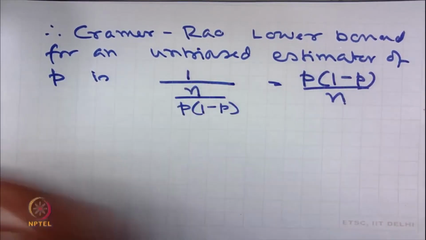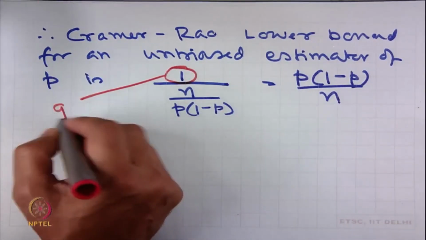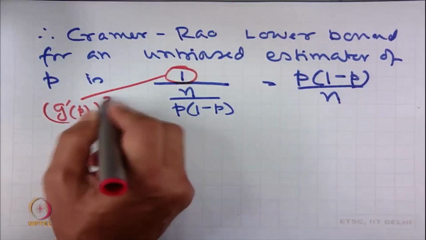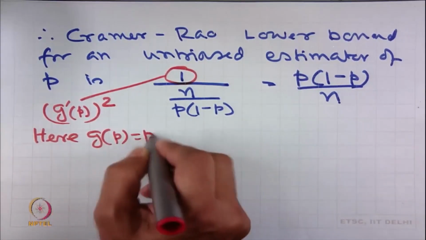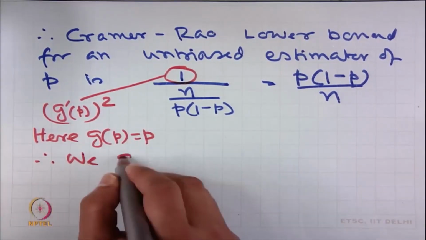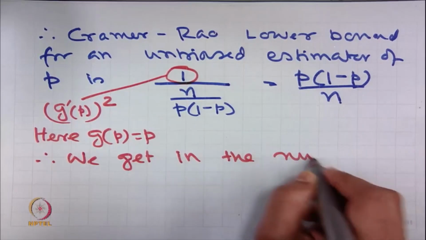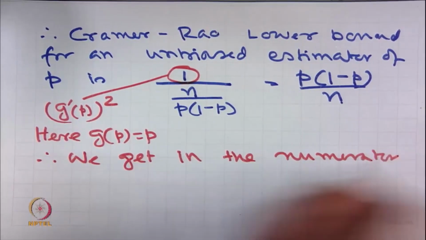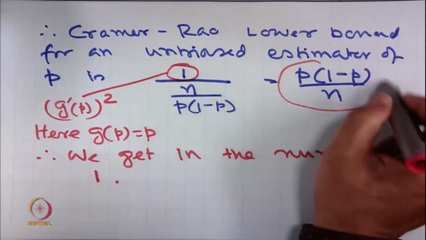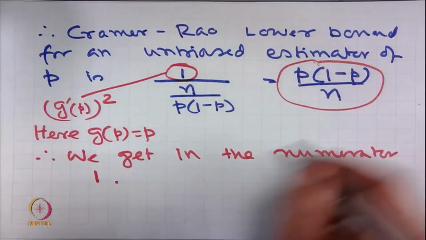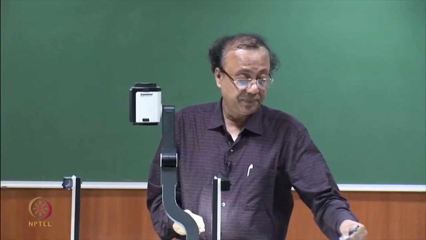Note that this 1 comes because in the numerator we are writing g prime p square. Here g p is equal to p. Therefore, we get 1 in the numerator. So, this is the lower bound for an unbiased estimator.